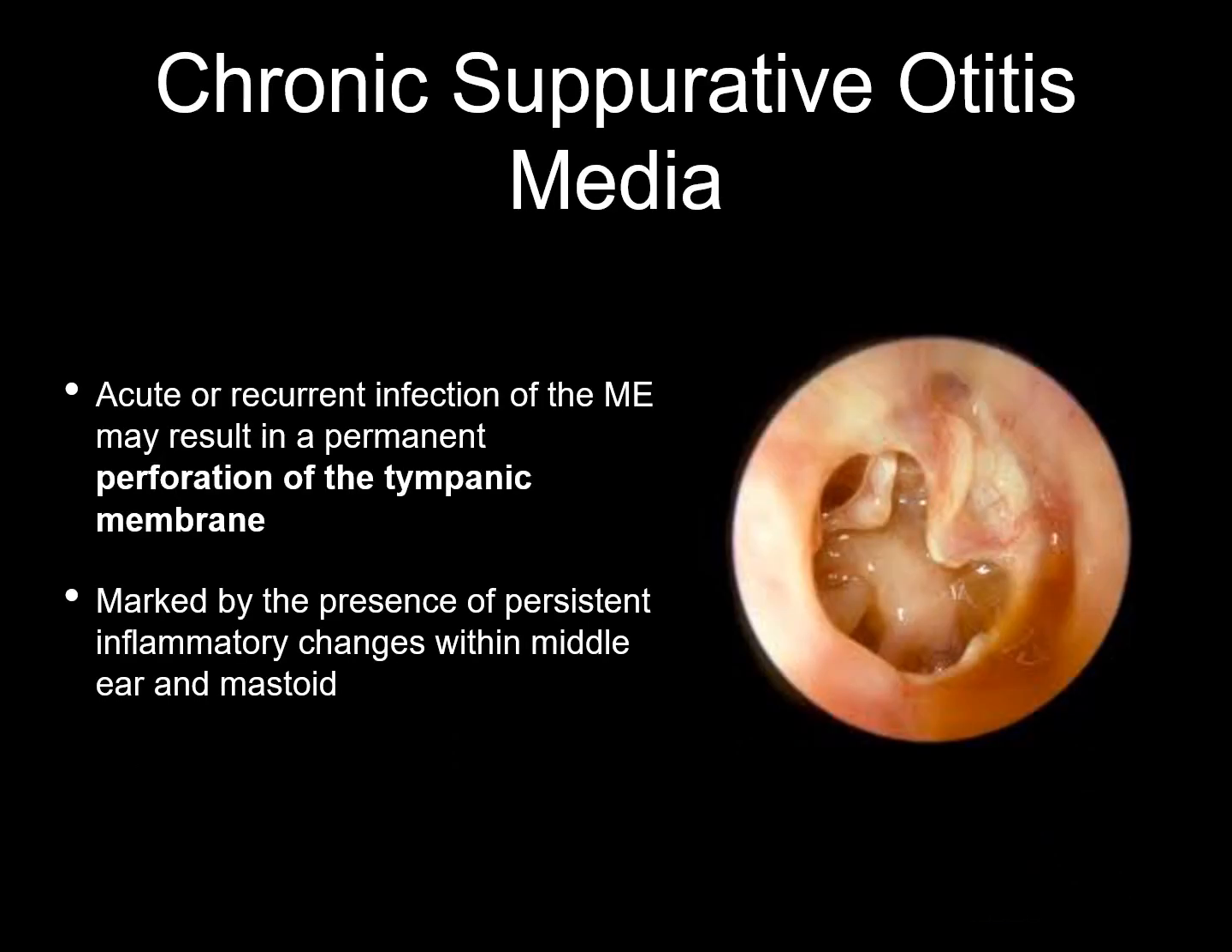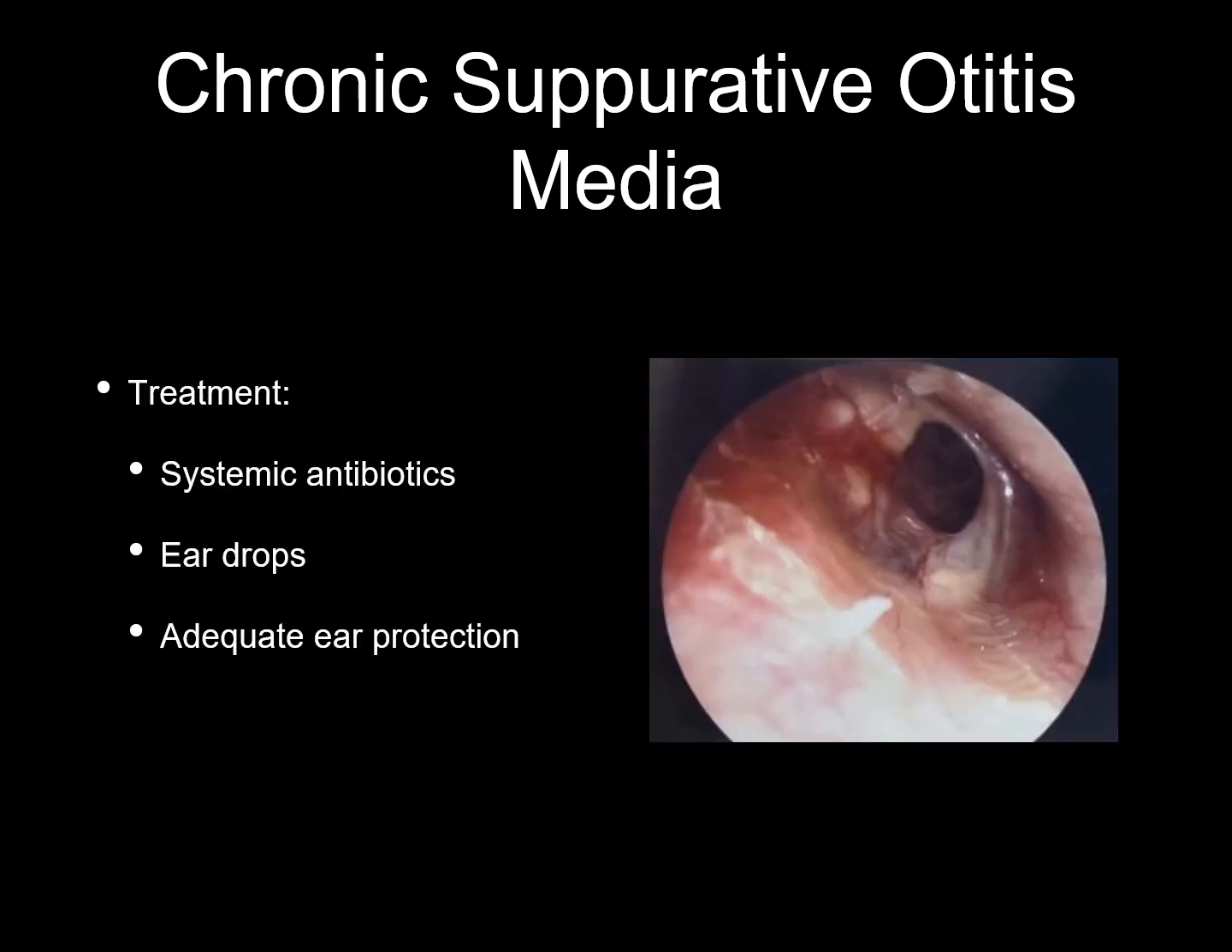Chronic suppurative otitis media is an acute or recurrent infection of the middle ear which may result in a permanent perforation of the tympanic membrane. It is marked by the presence of persistent inflammatory changes within the middle ear and mastoid. The treatment for chronic suppurative otitis media is systemic antibiotics, ear drops, and adequate ear protection.